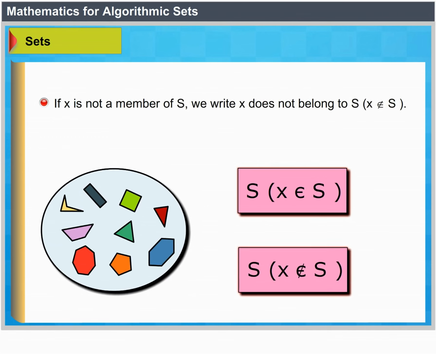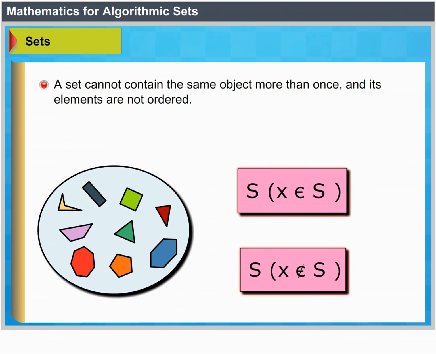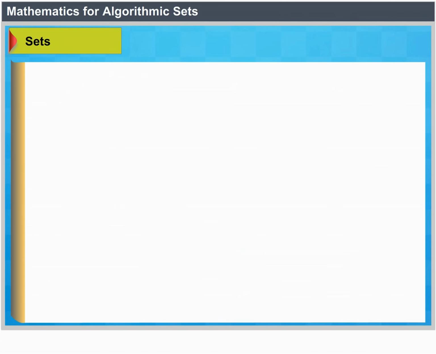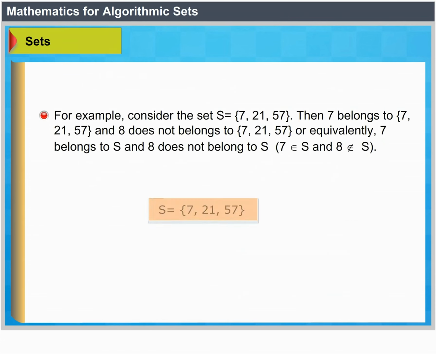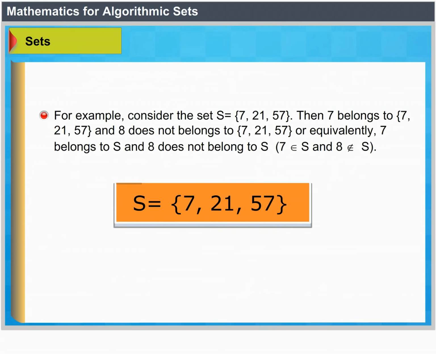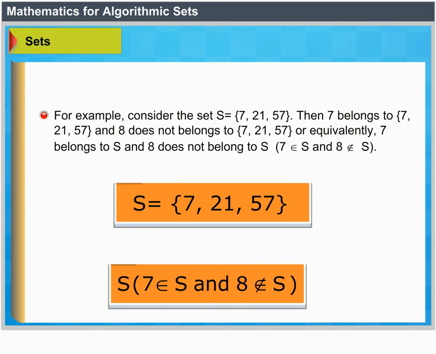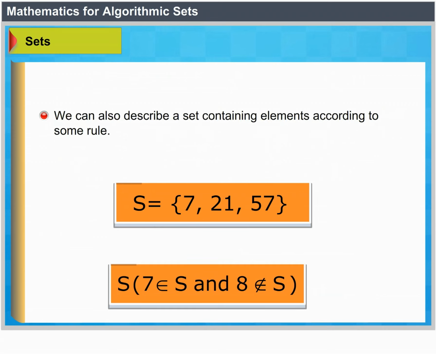A set cannot contain the same object more than once, and its elements are not ordered. For example, consider the set S, which has the elements 7, 21 and 57. Then 7 belongs to the set {7, 21, 57}, and 8 does not belong to this set, or equivalently, 7 belongs to S and 8 does not belong to S. We can also describe a set containing elements according to some rule.